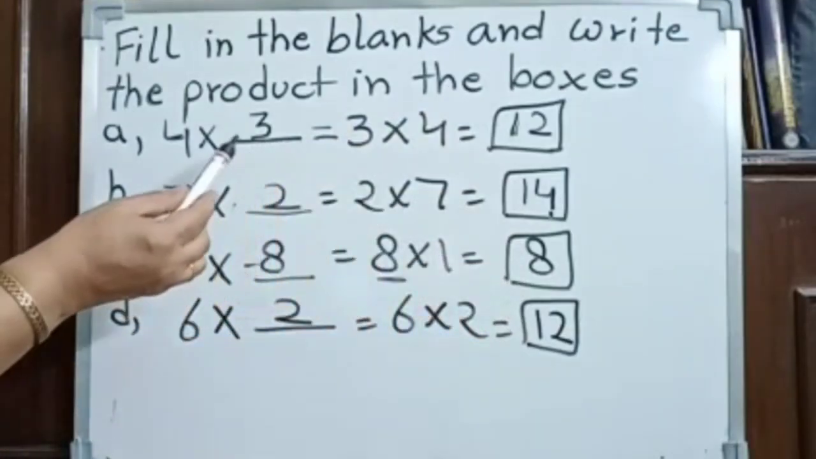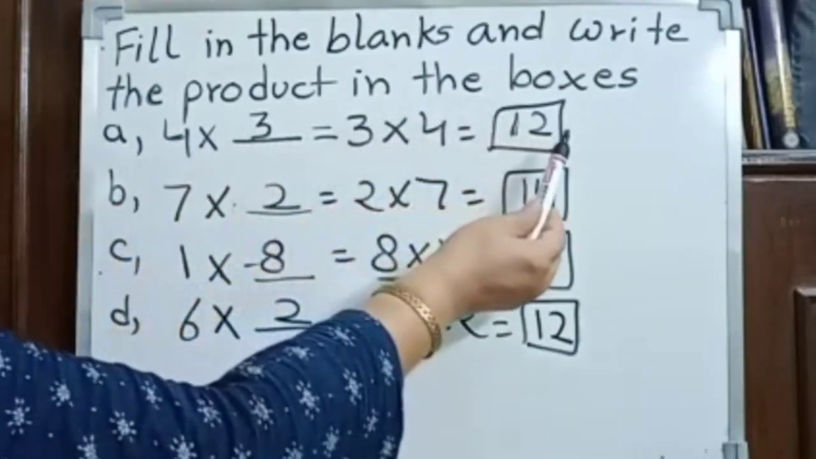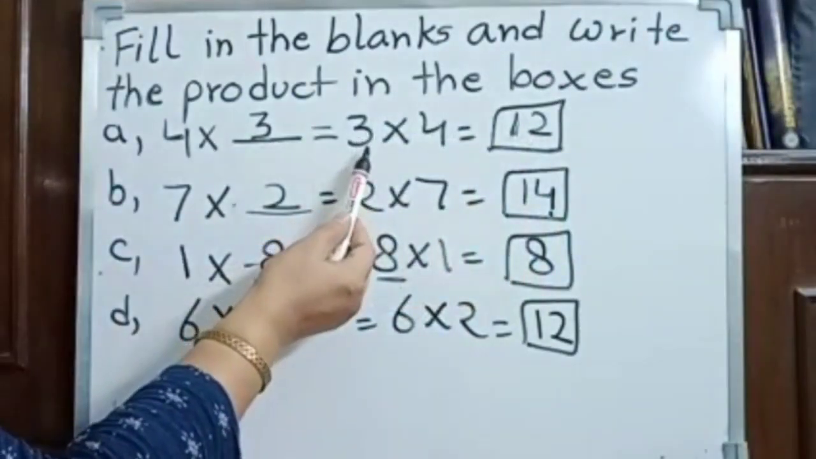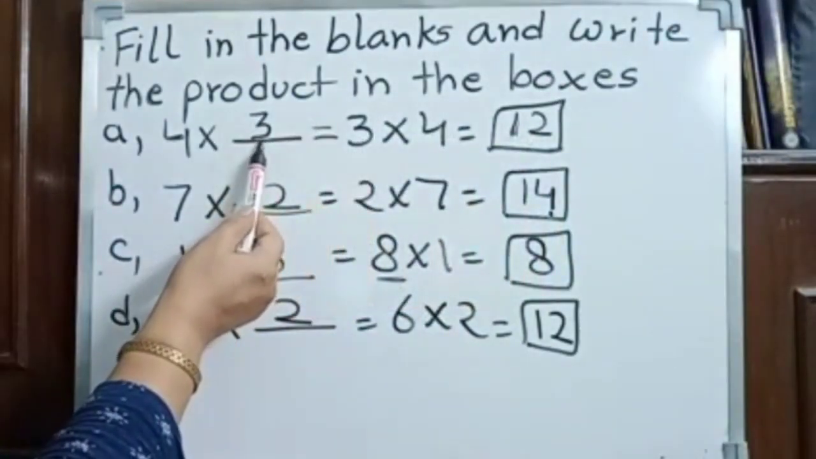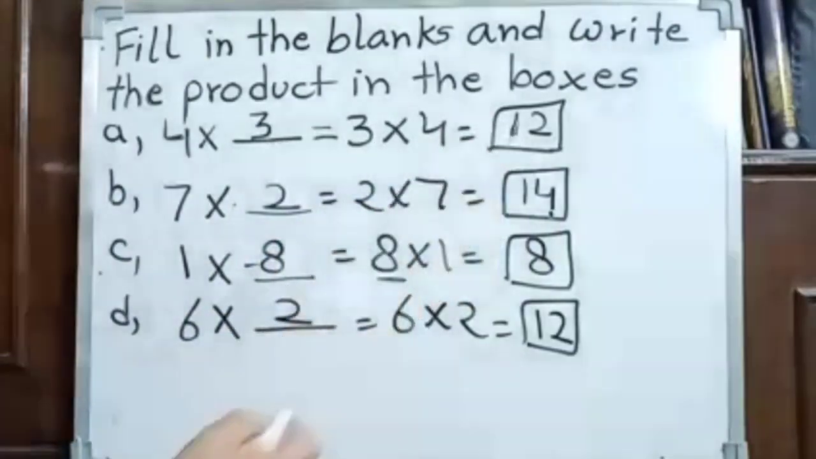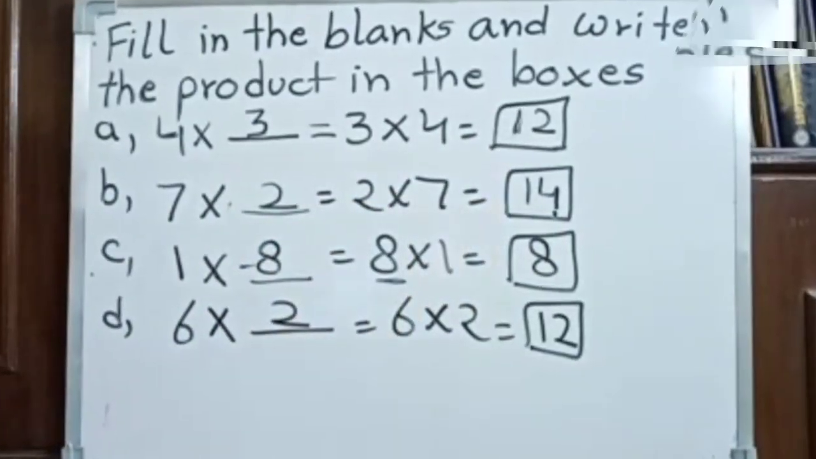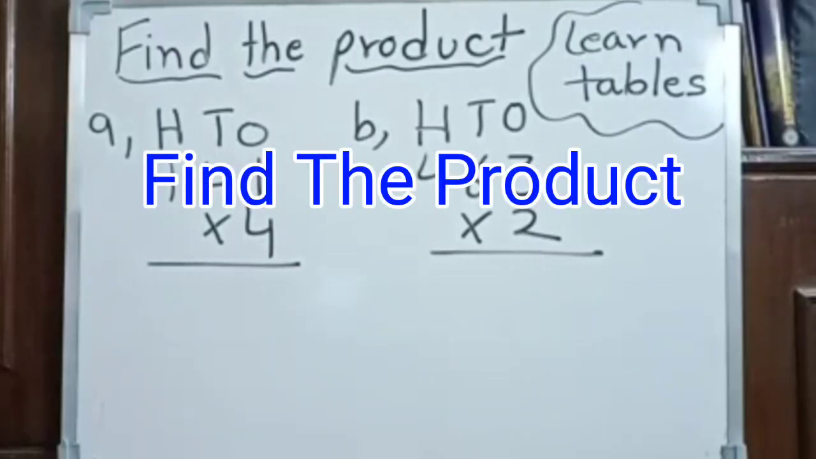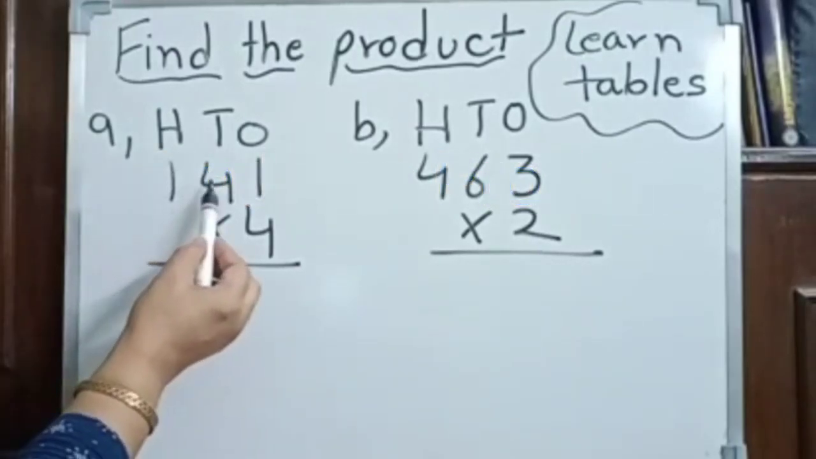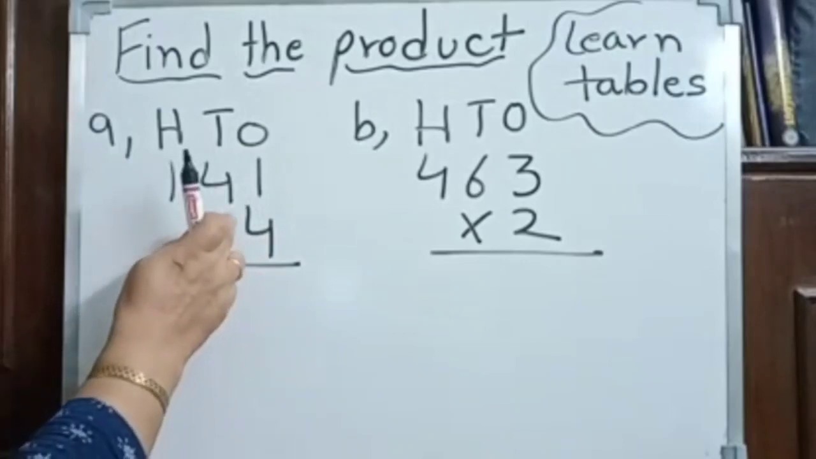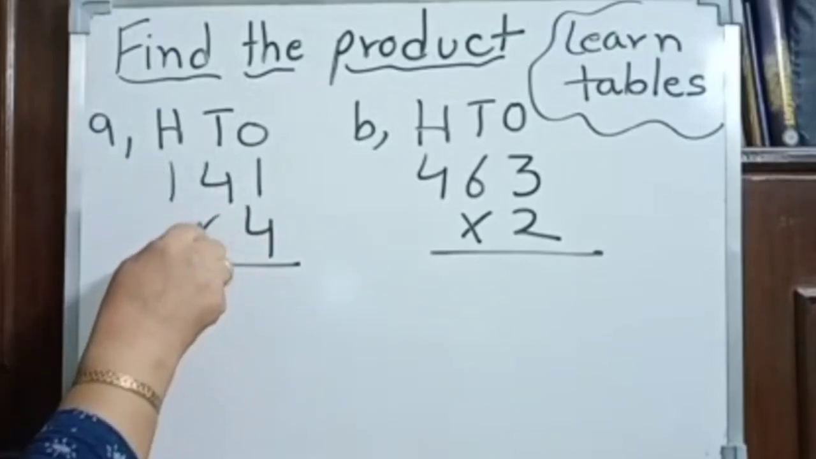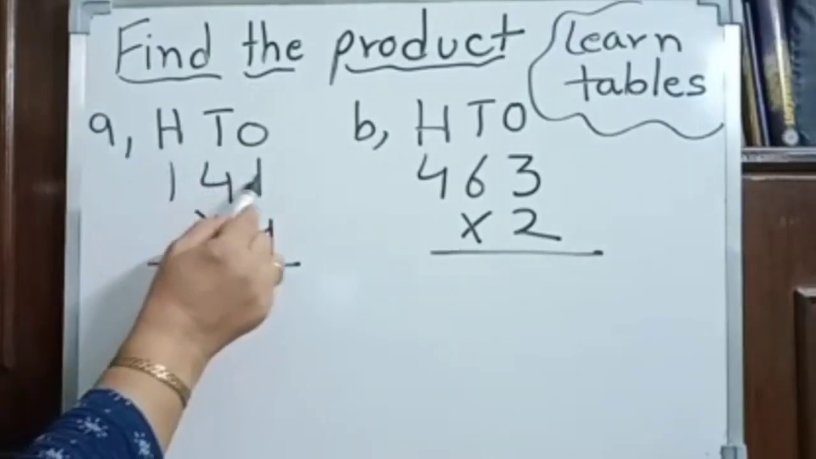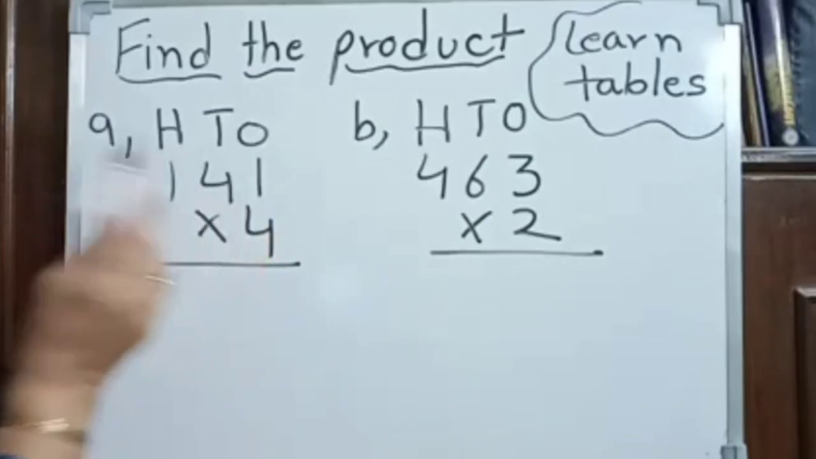Look here carefully, left side and right side. Whatever digit is missing, you just put it there in the dash and then multiply the numbers. Look here, find the product means multiply. 141 multiplied by 4. This is the sign of multiply. So a 3-digit number multiplied by 4.